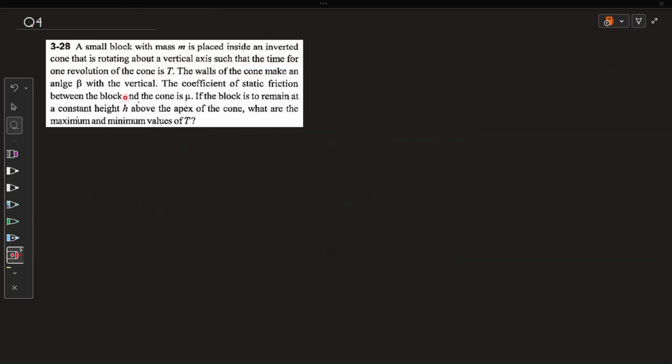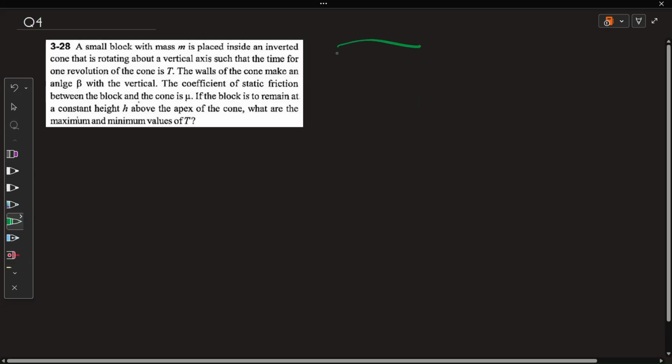Okay. Question number 4. This is a previous International Physics Olympiad question, which looks good. This will develop your intuition. Okay. A small block with mass m is placed inside an inverted cone that is rotating about a vertical axis such that the time for one revolution of the cone is t. The walls of the cone make an angle beta with the vertical. The coefficient of static friction between the block and the cone is mu. If the block is at rest at a constant height h above the apex of the cone, what are the maximum and minimum values of t?